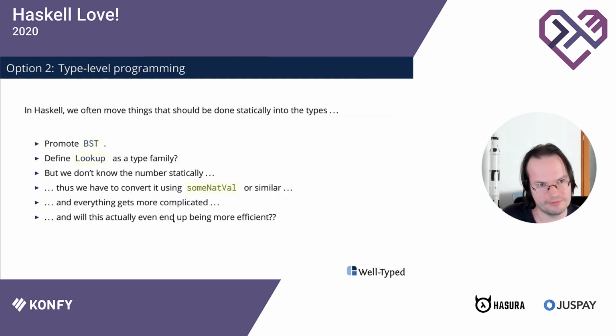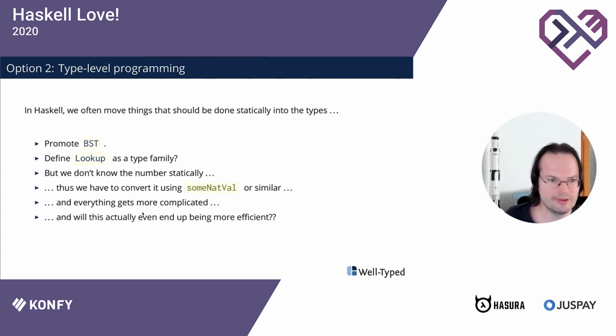So option number 2, whenever we hear static in Haskell, we tend to say, well, types, right? I mean, our type system is static, and everything that has to do with the type system is done at compile time. So let's just move everything to the type level, right? So let's promote the BST type to a data kind, and then, well, lookup was a function, but let's just turn it into a type family. But then lookup takes 2 types, like a promoted number and a promoted tree. But where do we get the promoted number from? Because that one was supposed to be available only at runtime.